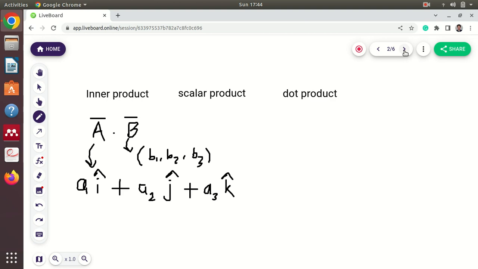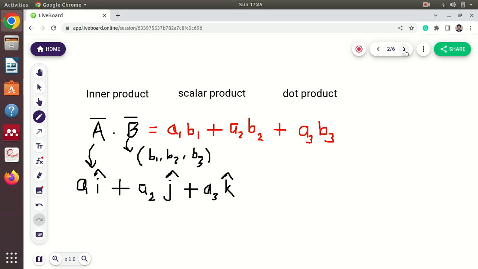If there are these two vectors, then the dot product of these two vectors is given by a1 b1 plus a2 b2 plus a3 b3. So the coefficients of i cap get multiplied, plus the coefficients of j cap get multiplied, plus the coefficients of k cap get multiplied, and we get this final answer. This is a dot product or scalar product. So the answer is not a vector, it is just a number.